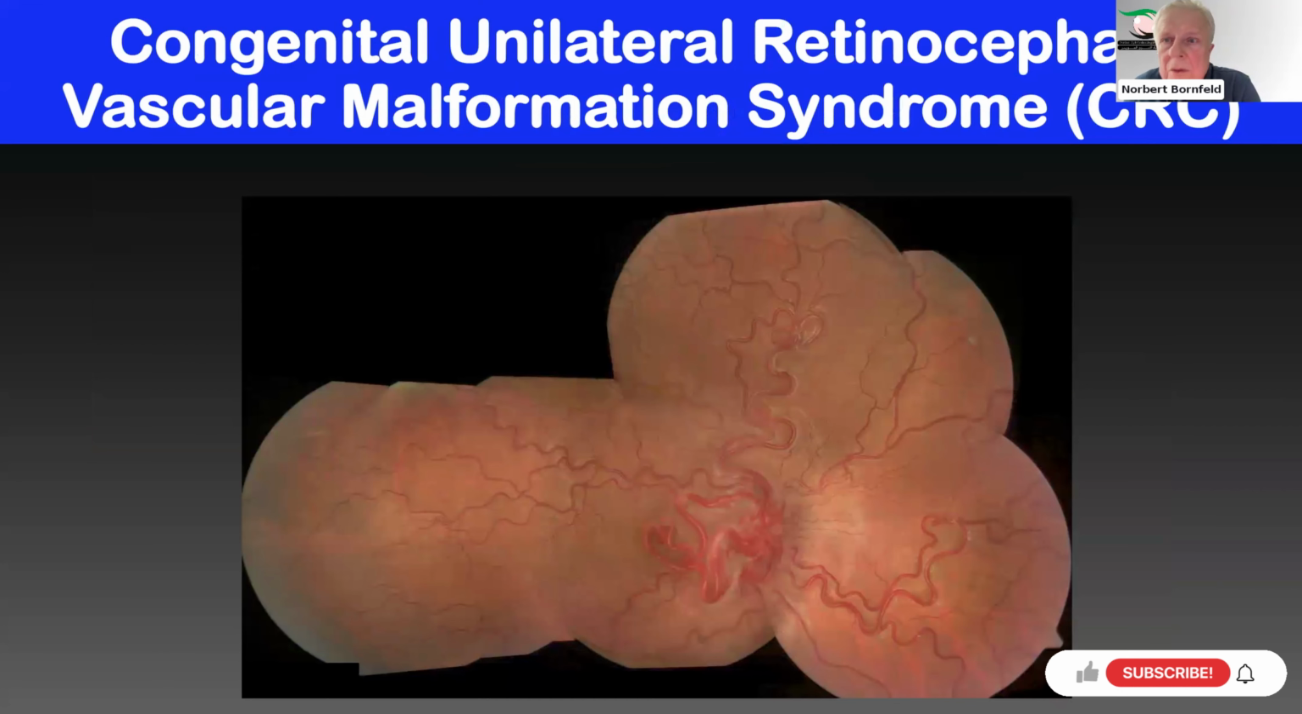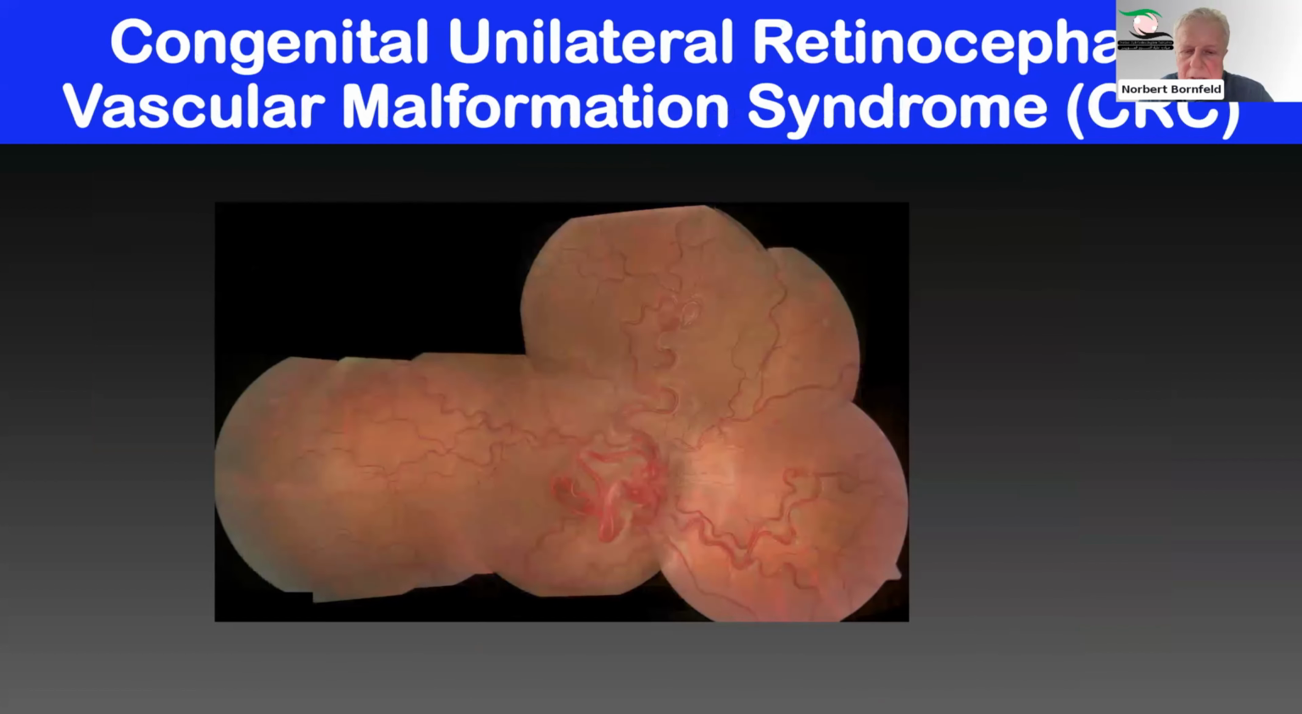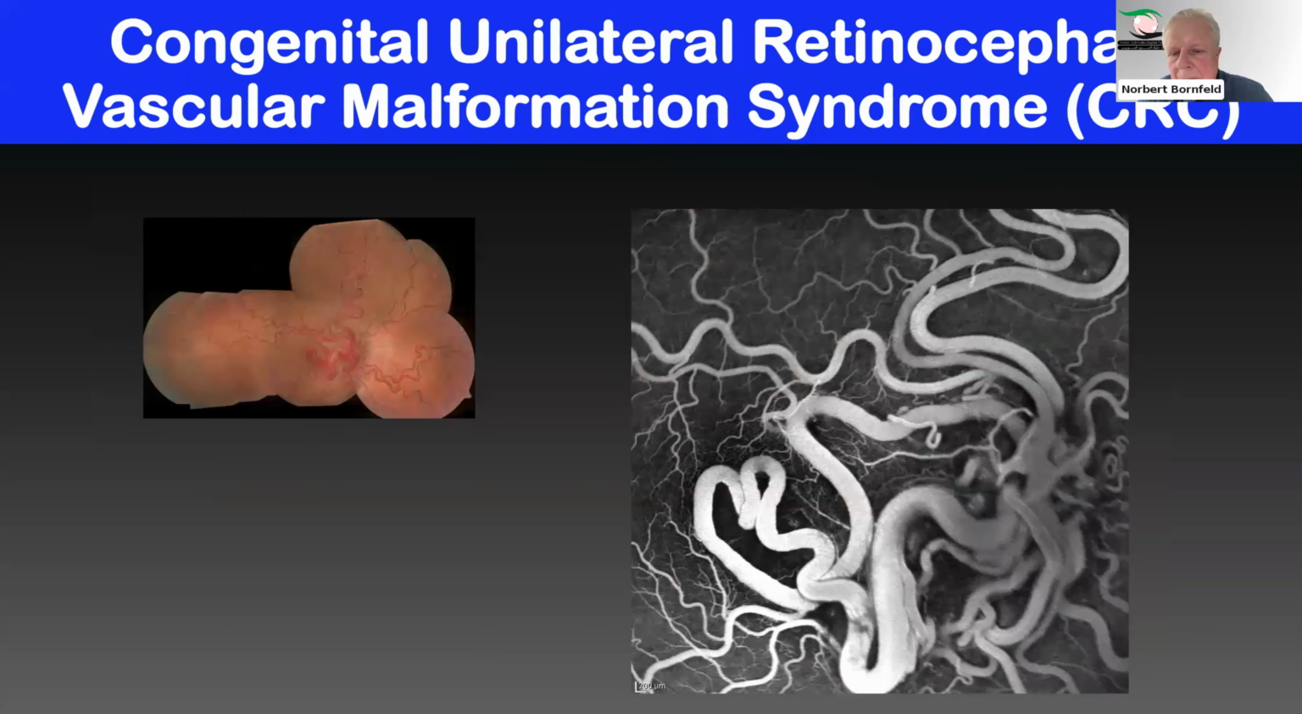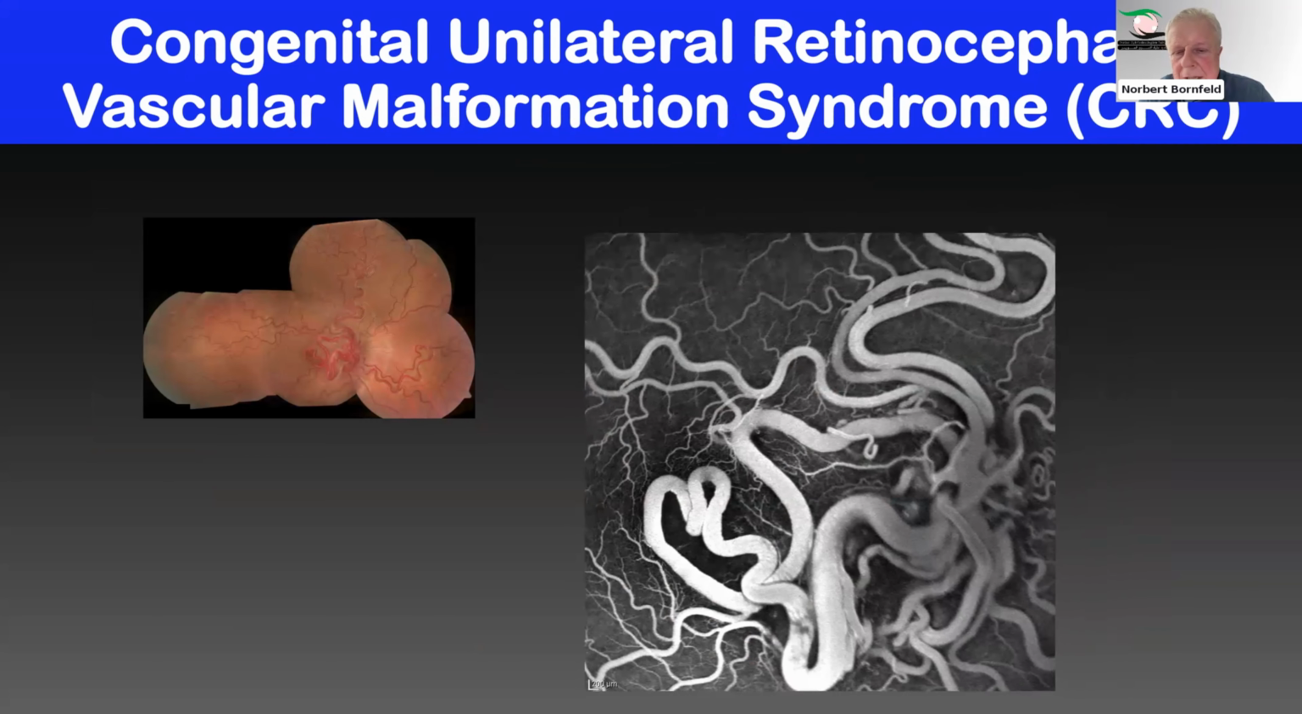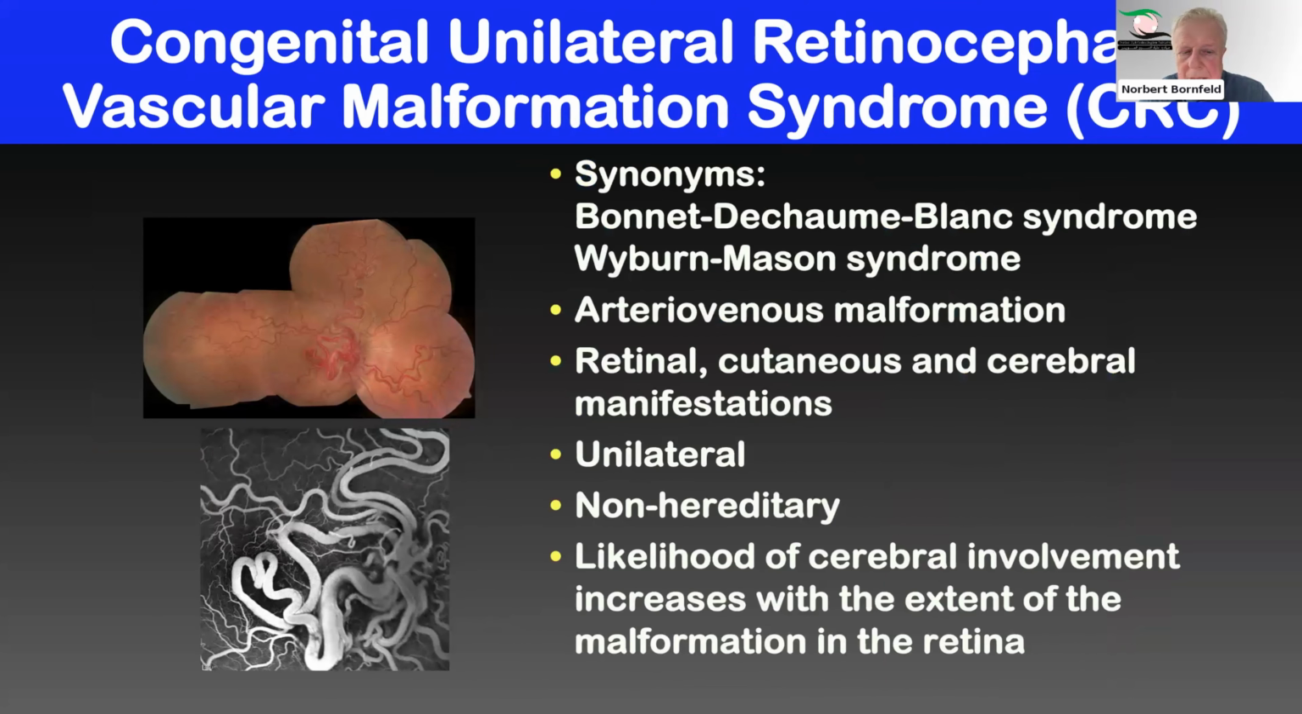Congenital unilateral retinocephalic vascular malformation syndrome is a spectacular disease. And this is such a patient with such a malformation. If you do an angiogram, it looks spectacular with these enlargements and malformations and shunts. And these shunts may vary with time. They're associated with Wyburn-Mason syndrome, non-hereditary, and most of the patients are unilateral and maybe have some cerebral involvement.